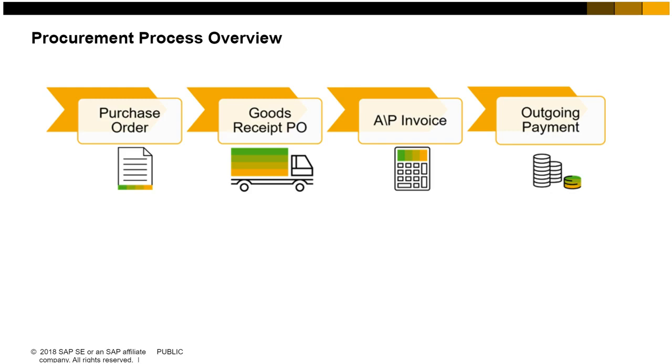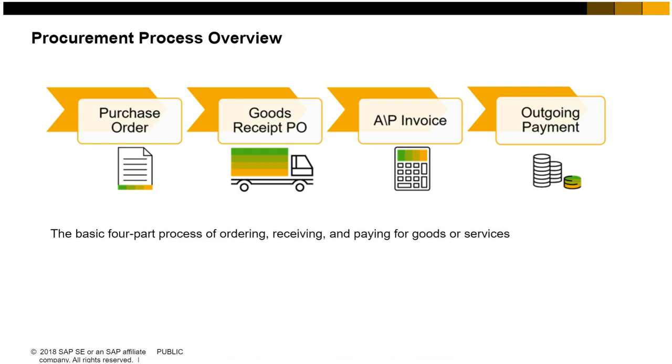SAP Business One automatically captures information at each step, so you always know what is on hand in inventory, as well as the up-to-the-minute financial state of your business. The real-time view helps you identify potential shortages before they happen. Precise historical information keeps track of which vendors come through for you consistently. The graphic shows the basic four-part process of ordering, receiving, and paying for goods or services.